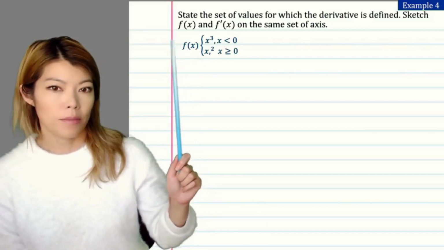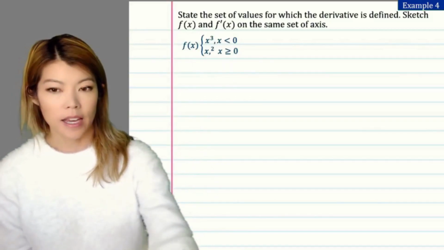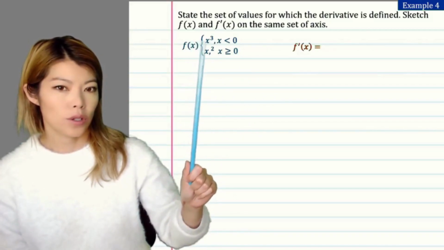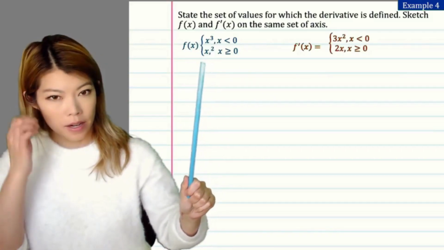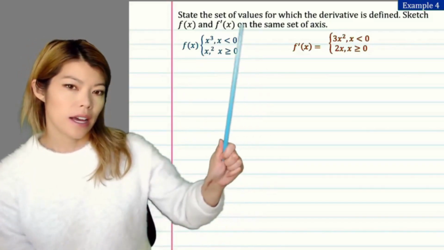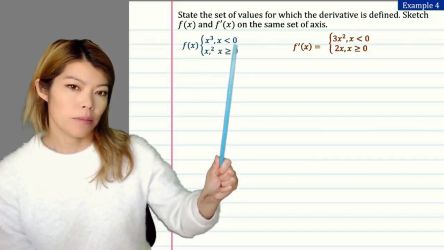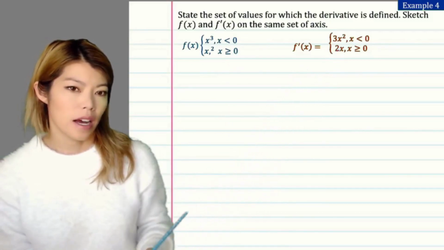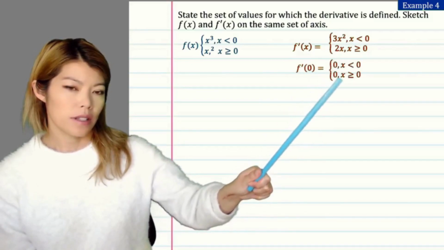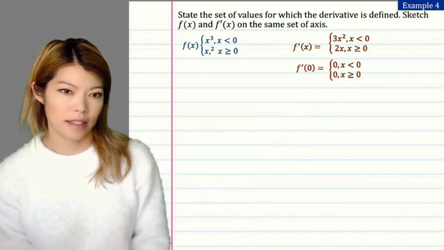So let's have a look at example 4. This time we're doing a cubic and a quadratic. The gradient for x cubed is 3x squared, and the gradient for the bottom part, x squared, is 2x. Let's find out at the joining point whether they have a common gradient. So let's look at the gradient at 0. We have 0 and 0. So the gradient does exist at 0.